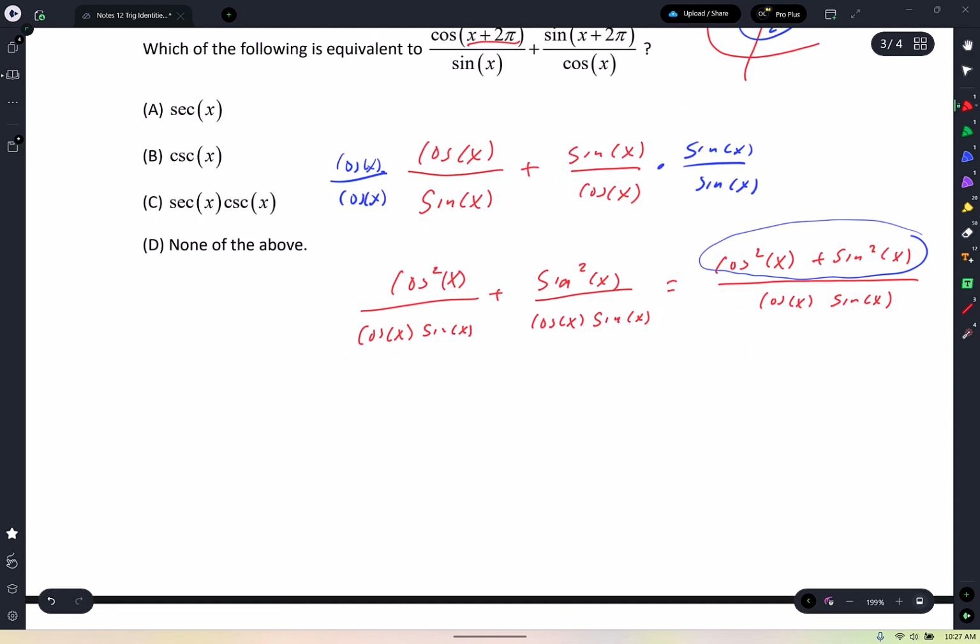Guys, if this is not getting easier for you guys, come into tutoring. I haven't been seeing you guys. 1 over cosine x sine x. Yeah, we've been doing this for a week. So if it's not getting easier, come in.